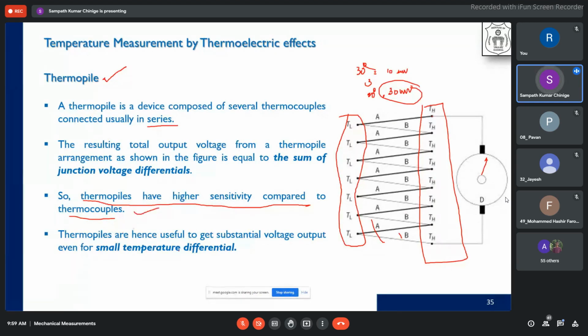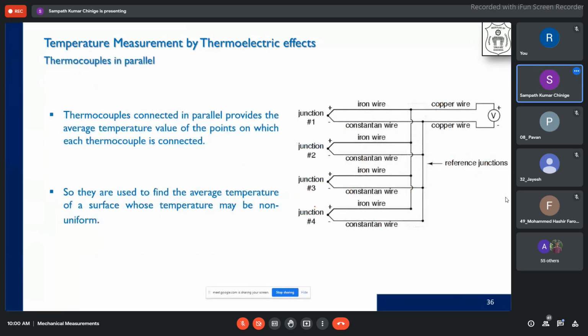Thermopiles are therefore useful to get substantial voltage output even for a small temperature difference. Even though there is a small temperature difference, because we have so many thermocouples arranged in series, we have good voltage. Clear? I hope you are clear.